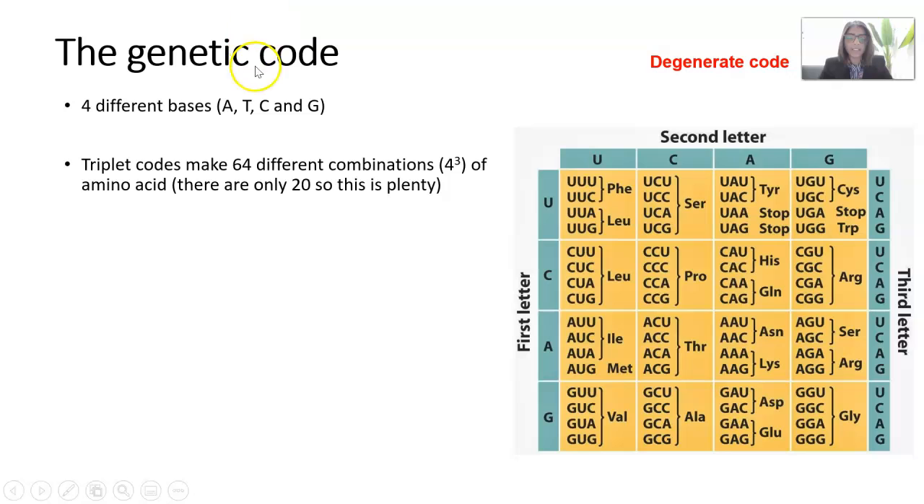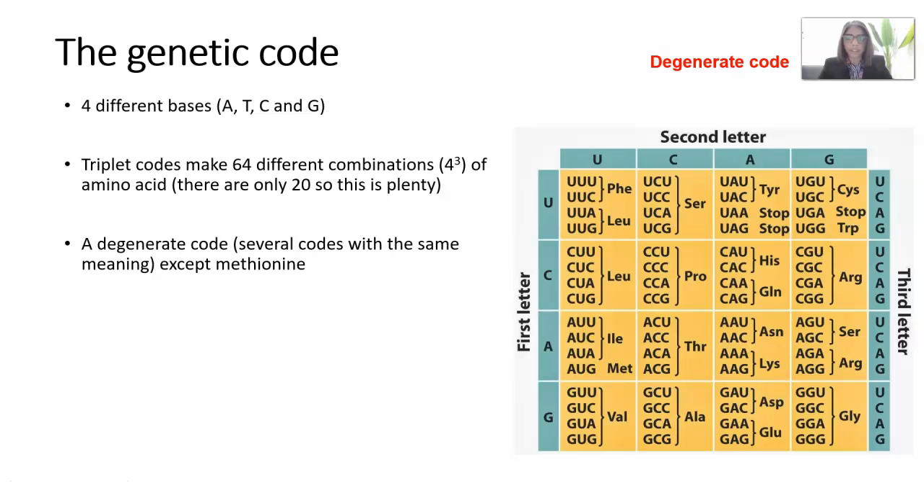So this is more than what we need. So 4 to the power of 3 is 64. We only have 20 amino acids, so it gives us lots of scope for different combinations. The degenerate code, which you're seeing in this table, is simply a code with several different meanings. Okay, so if we look here at the amino acid proline, we have several coding sequences that all equal proline. And similarly with leucine, and valine, and alanine, and so on.